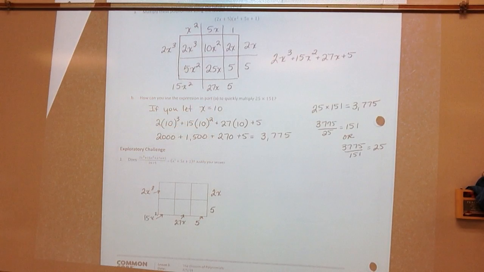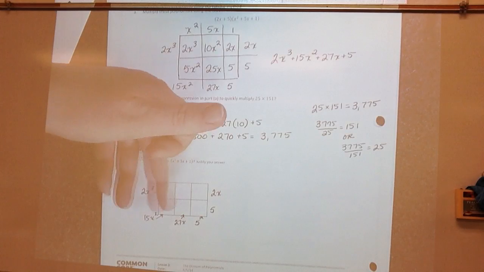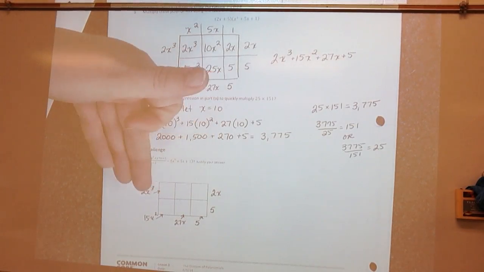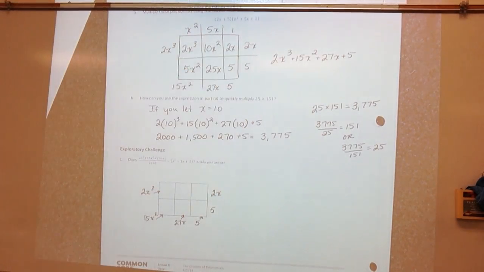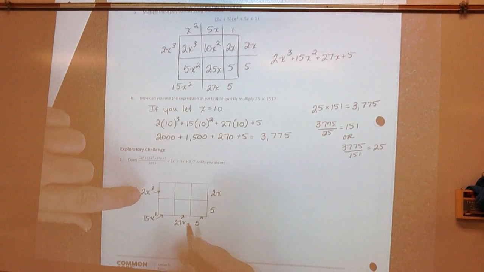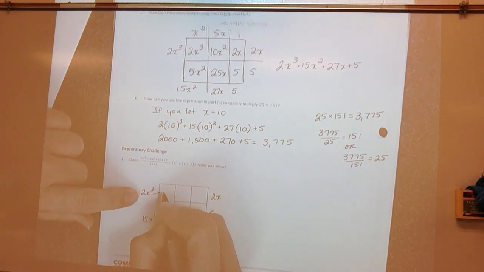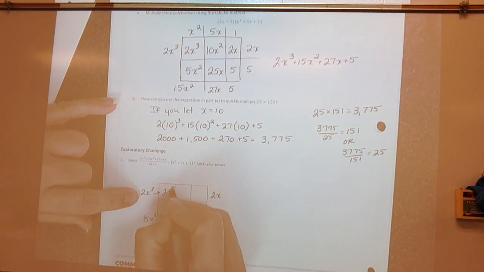So 2x plus 5. I'm dividing that. Now I'm simply doing the process of division. 2x cubed divided by 2x. Well, let's look at this. In order to get 2x cubed here, that's what I've got to have in this box.